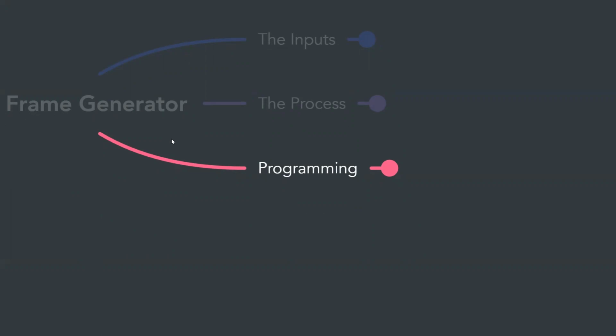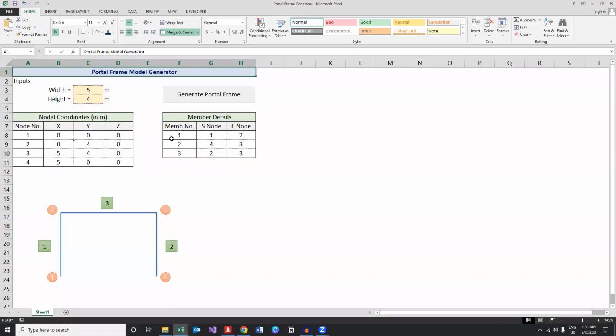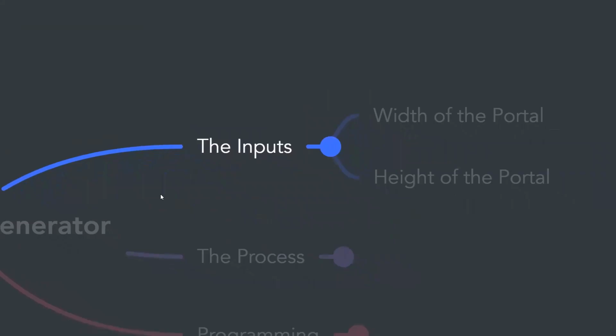Let's begin. For those who do not know what a portal bracing is, it will look something like this. So we have two columns and we will be having a beam which is connecting both of these columns. So what would be the necessary inputs to create a geometry like this in STAAD?